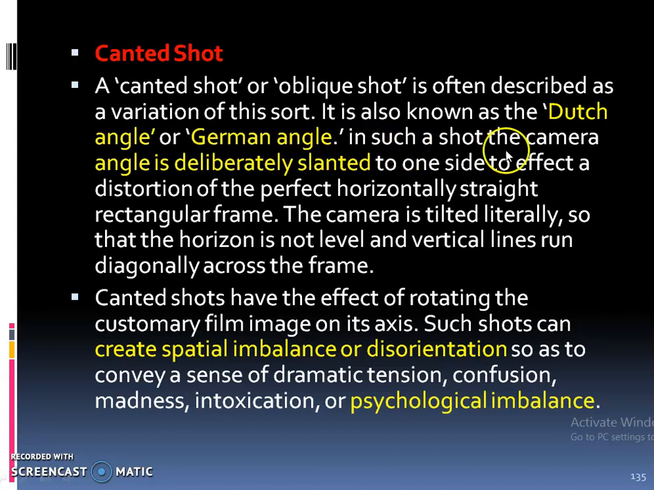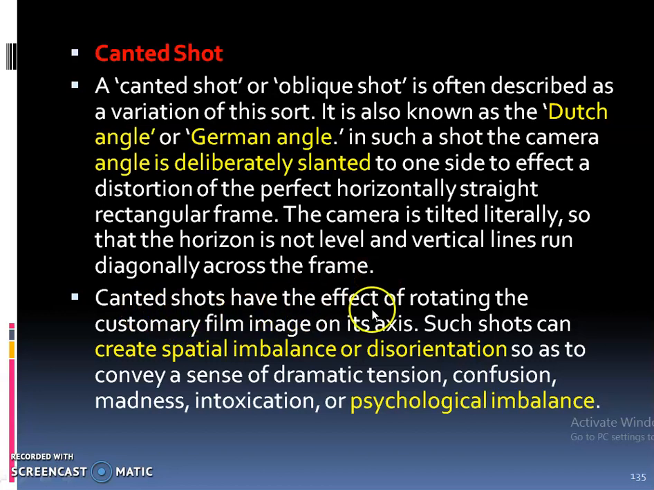In such a shot, the camera angle is deliberately slanted by the cameraman to create a desired effect. Deliberately slanted to one side to effect a distortion of the perfect horizontally straight rectangular frame. The camera is tilted literally so that the horizon is not level and vertical lines run diagonally across the frame.